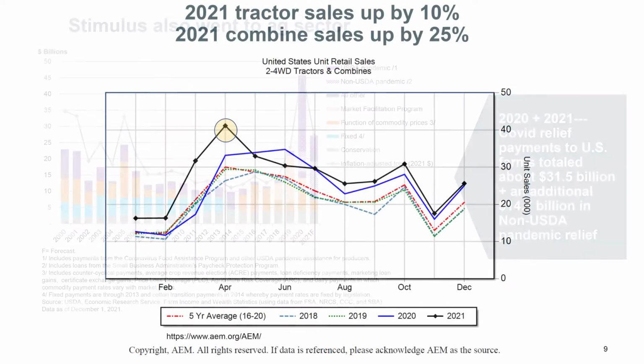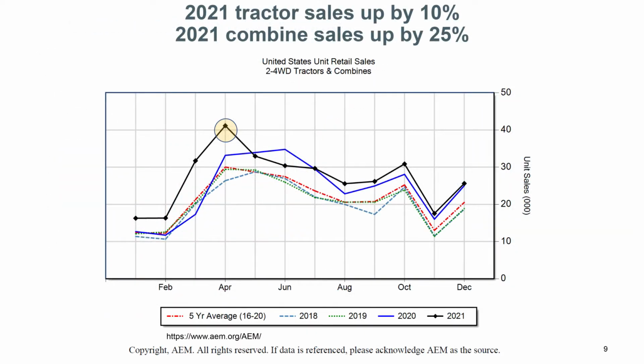So we did see not just U.S. households spending more, but we also saw producers spending a lot more last year. Tractor and combine sales are up by double digits relative to last year, just showing how those are running up: 10% with tractor sales and 25% up from last year for combine sales.